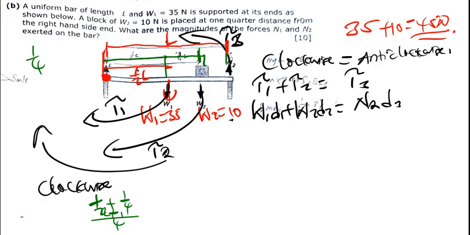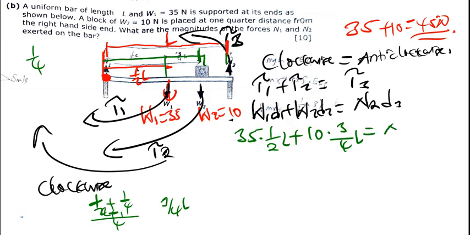Okay, so here I'm going to have W1, I have it already. So here I'll have 3 over 4L. W1 is 35. D1 now, in this case, from this point is going to be half L times half L, like that. Plus, then I have this one now. This is going to be 10 times 3 divided by 4, then L, like that. This should be equal to N2.